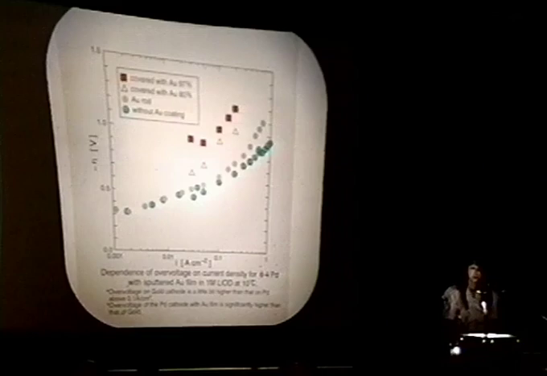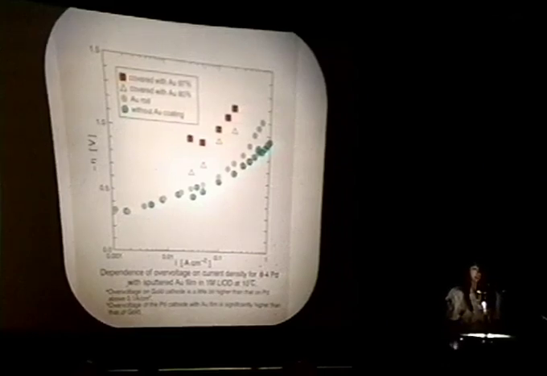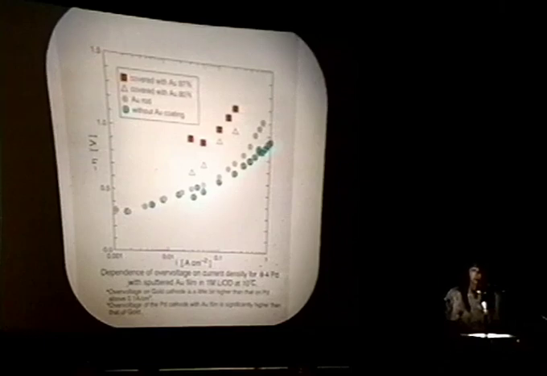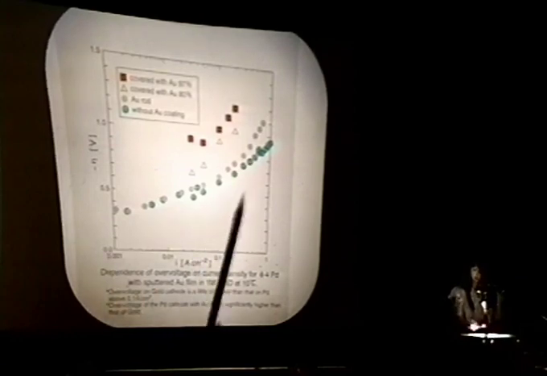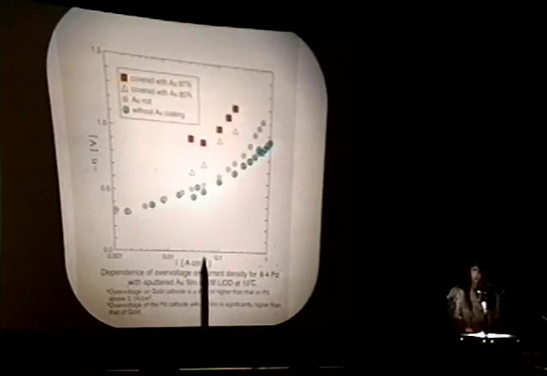This figure shows dependence of overvoltage on current density for palladium with sputtered gold film in 1 molar LiOD at 10 degrees centigrade. Overvoltage on gold cathode is a little bit higher than that on palladium, about 0.1 amperes per square centimeter. Overvoltage of the palladium cathode with gold film is significantly higher than that of gold.